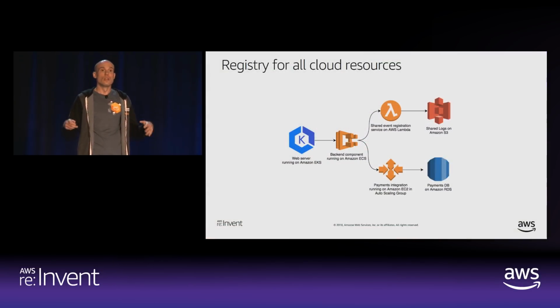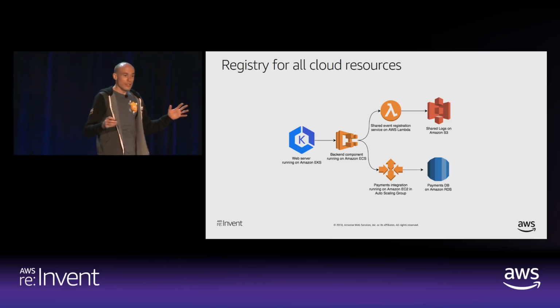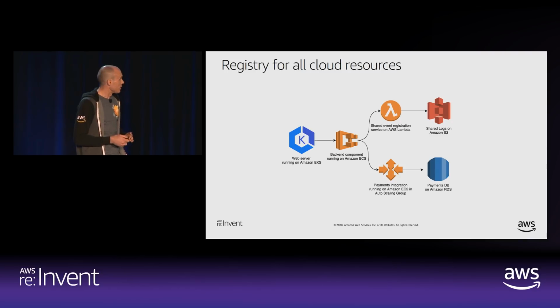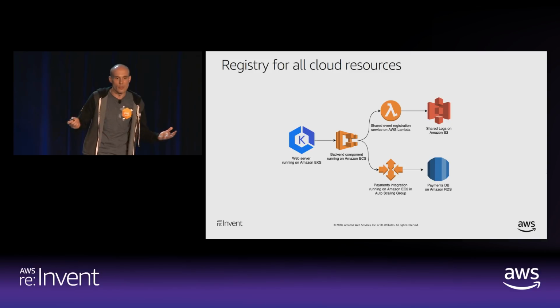So let's start with a high-level picture of what could be your really simple cloud application. You can have your web server that runs on Amazon EKS with your backend components that run in Fargate mode on Amazon ECS. You have your payments integration application that runs on EC2, maybe an auto-scaling group. And you have your payments DB on RDS, let's say. Also, you can have your shared logs and the Lambda function that processes logs.